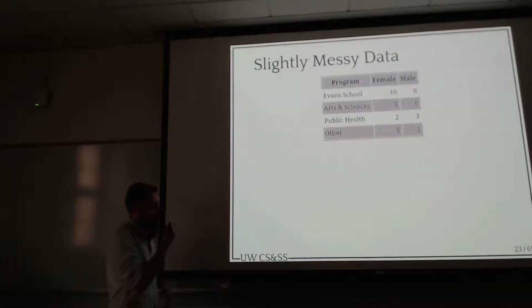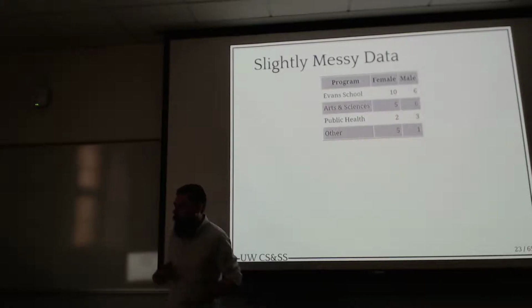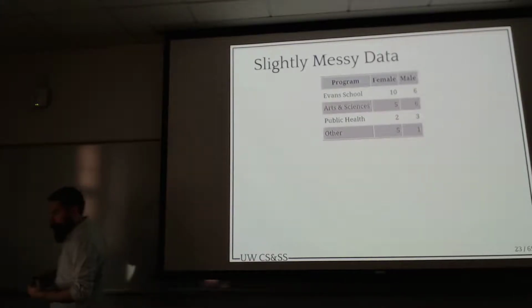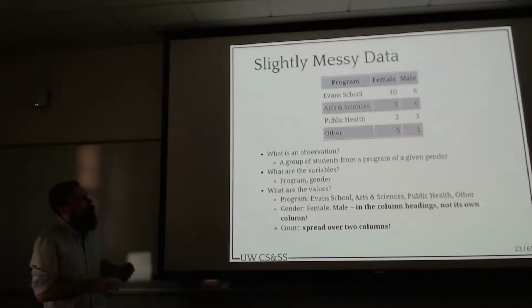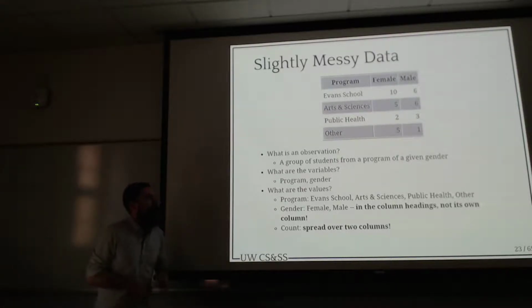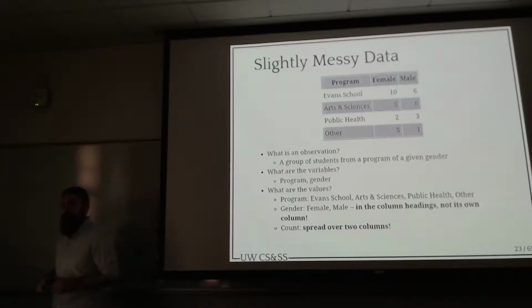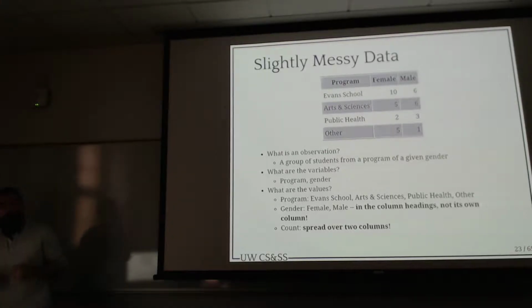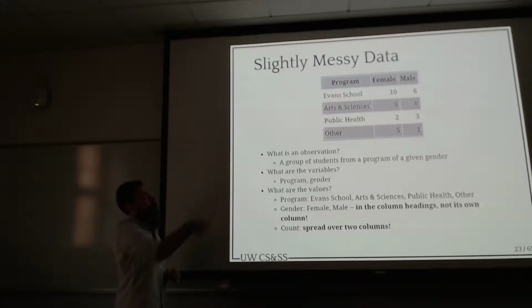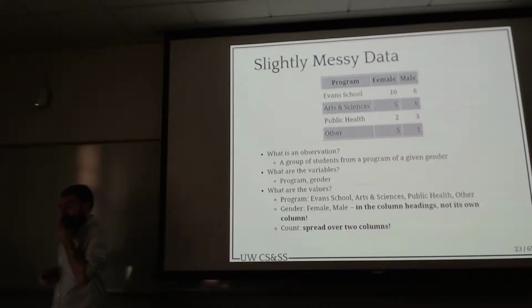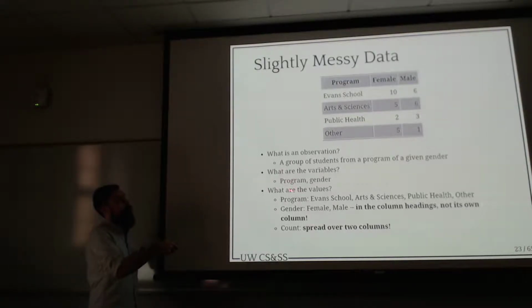Okay, so here's an example of slightly messy data. In these data, an observation is a group of students from a program at UW of a given gender. So for instance, there are 10 female Evans School students, there are 3 male public health students. The variables in this data set are the program and the gender.